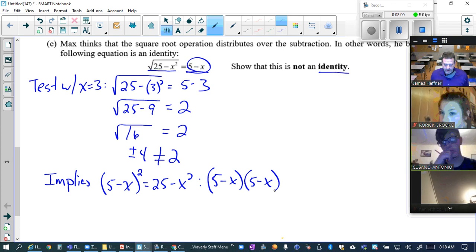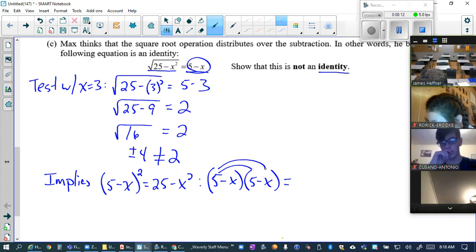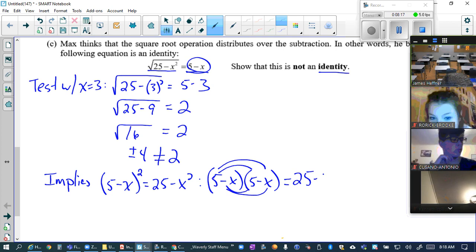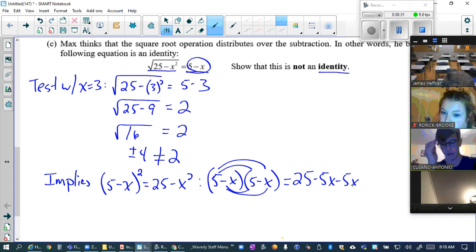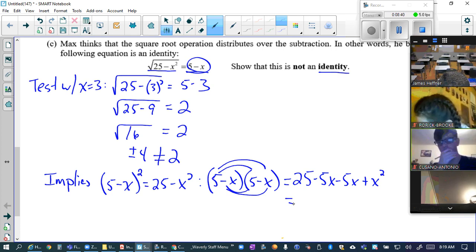Distribute. Just going to distribute twice, all right? So let's distribute the 5, and then we'll distribute the negative x. So we get 25 minus 5x, right? Now we'll distribute the negative x. Minus 5x again. And what's negative x times negative x? Positive x squared, right? All right, let's combine like terms.